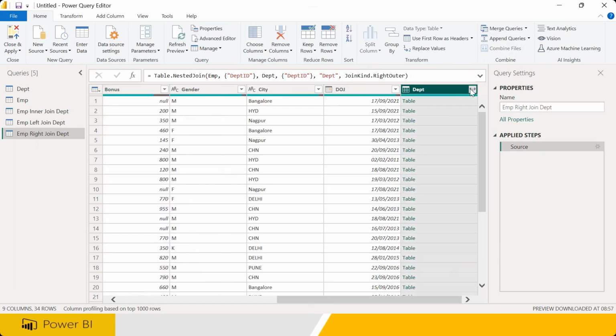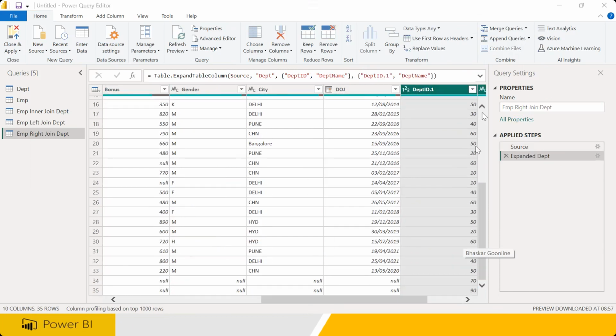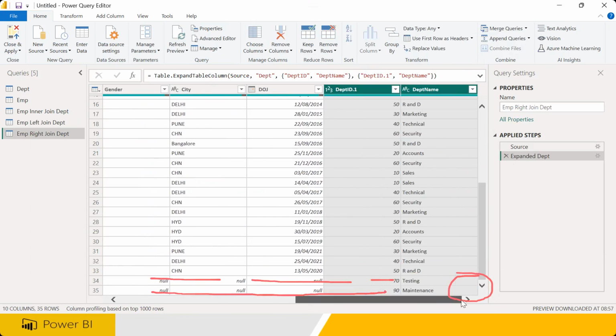Let me just expand this table. Now you see unmatched data you will be able to find out here from the right table. 70 and 90 departments, no employee names, no employee city, nothing is there. So 70 and 90 departments are completely blank. What are they? Testing and maintenance. Clear? You have matching data plus you have unmatched data. 2 rows are available. So this is what is called employee right join department.